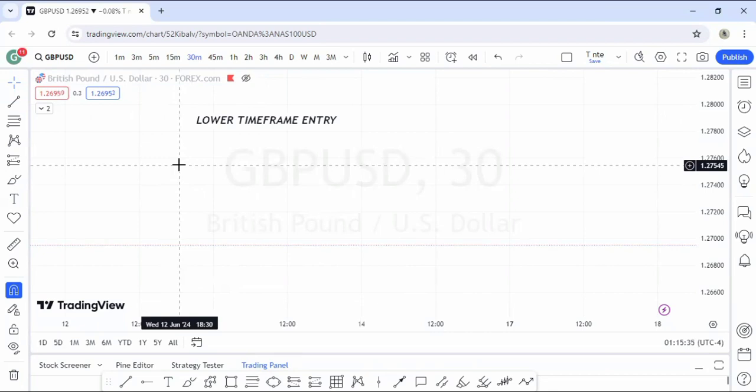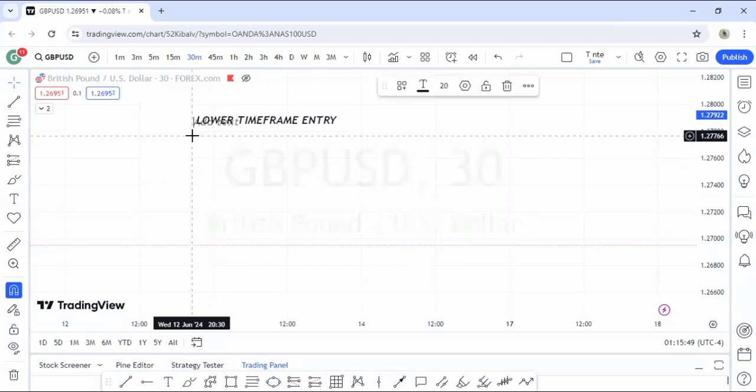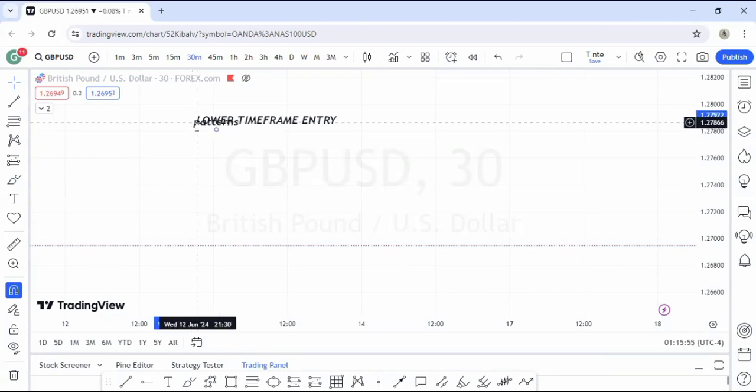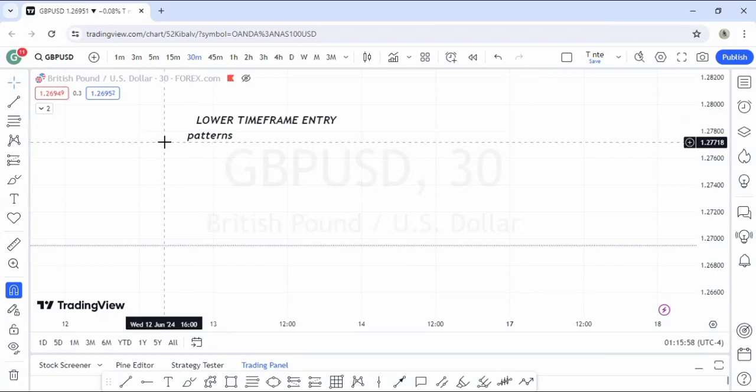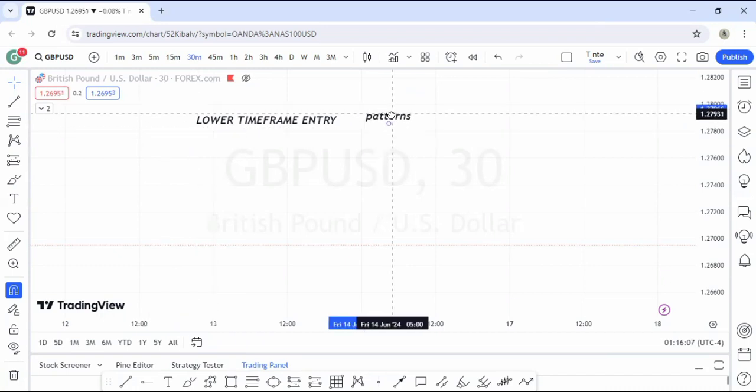If you don't understand the other things that we have taught, lower time frame entry is not going to do you any good, because lower time frame entries are just patterns, right? They are just patterns. And I've told you guys in the previous teachings that if you trade patterns for pattern's sake, you're going to do yourself a lot of harm. Entries are nothing apart from patterns.